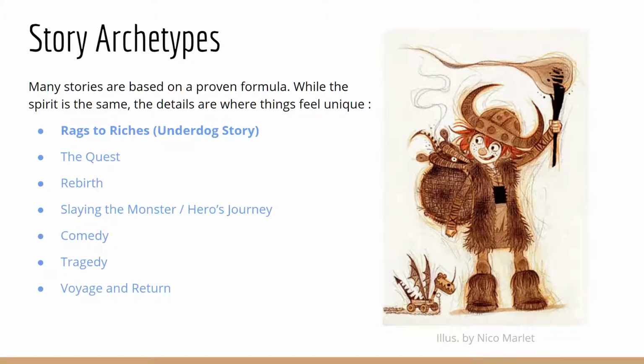So the first archetype I want to talk about is the rags to riches, or as I like to call it, the underdog story. In the rags to riches archetype, a character is usually starting out the film down on their luck, right? They're living in humble beginnings, or they're being oppressed by somebody else, or they've lost all their possessions. Something is making them somebody that we sympathize with.